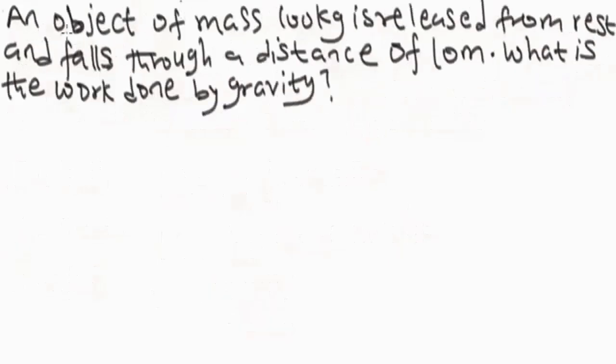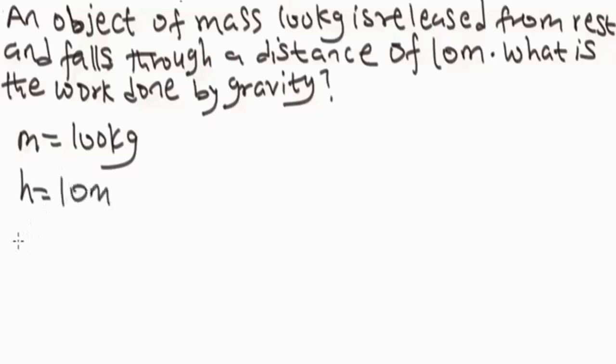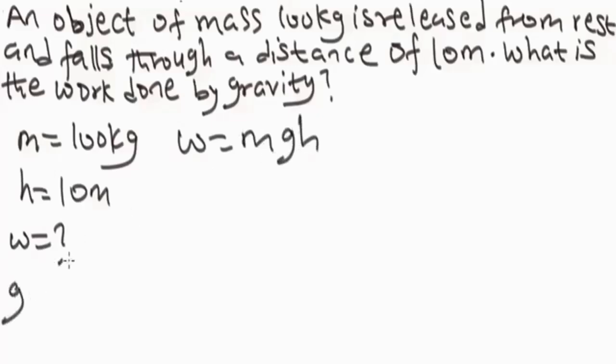Okay, so this question says an object of mass 100 kg is released from rest and falls through a distance of 10 meters. What is the work done by gravity? Alright, so our parameters: we have our mass to be 100 kg. We have our distance, but since I'm talking about height, let's use height here to replace distance: 10 meters, and we are asked to find work done. Alright, so we're going to use work done equals mgh, mass times acceleration due to gravity times height.